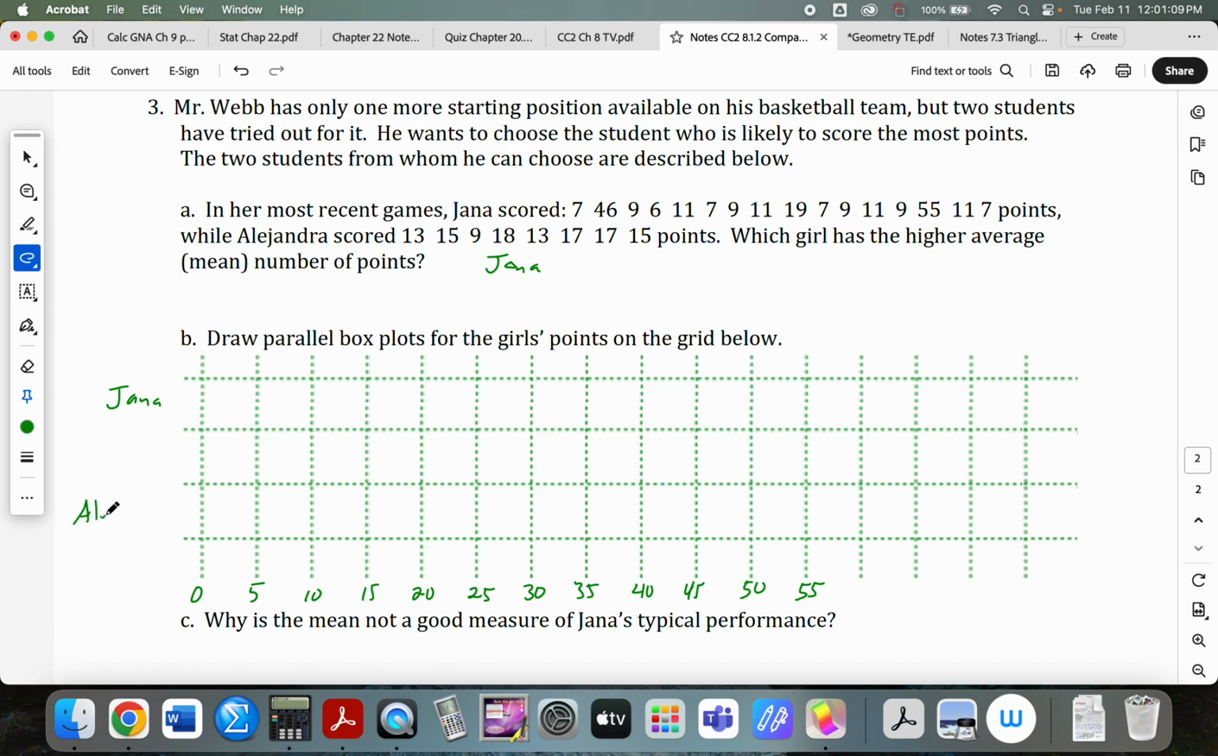Bro, Alejandra is so much better. Why not? I think Jana kind of scores like me. Actually, Alejandra kind of scores like me. No, I usually score about that much. That doesn't mean she's better. She had a 55.8. Okay, but Alejandra is consistent. Yeah, but Stephen Curry could do it. He did it before. I don't even know.